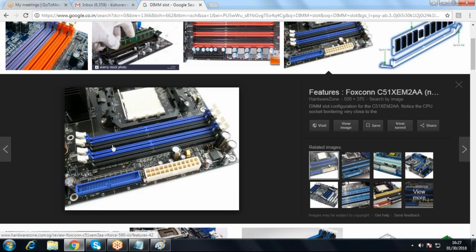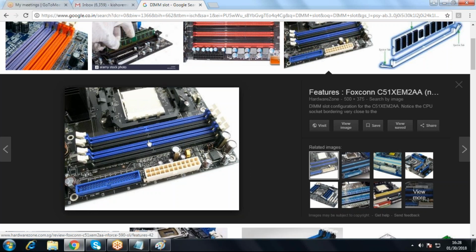Okay. If you see the slot, there is one small separator over here. Depending on the separator placement, whether it appears in the middle, to the right, to the left, or whether you have two separators, the type of RAM you can insert will be determined. Now here, it appears to be in the middle. Although it is not exactly in the middle, it appears so.